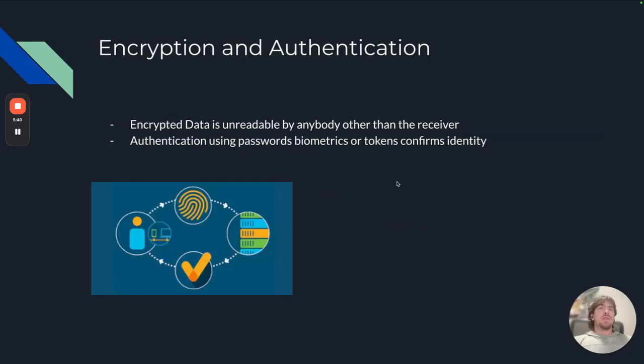Data that's been encrypted is guaranteed to be unreadable by anybody other than your intended receiver. For instance, HTTPS employs encryption to prevent unauthorized access to your communications or passwords, even in the event that your web traffic is intercepted. And then authentication frequently uses passwords, biometrics, or tokens to confirm identity, that you are who you say you are, which therefore prevents some of the security risks.